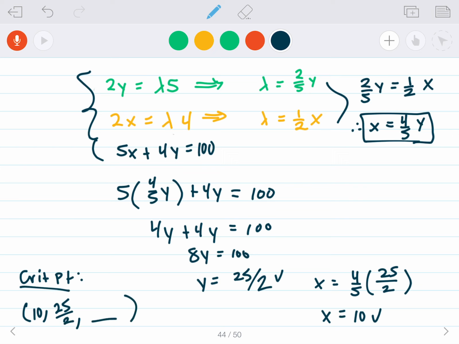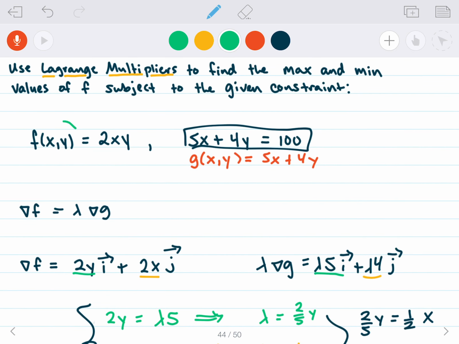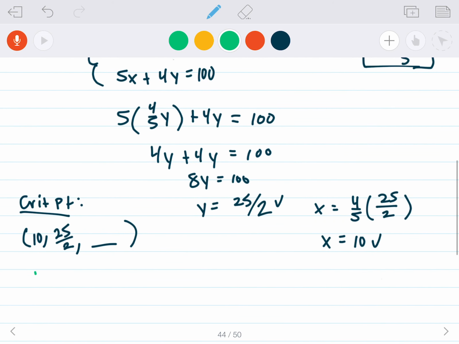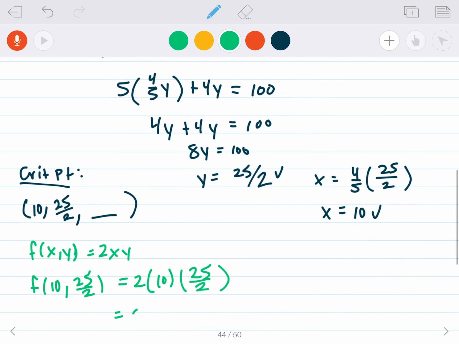So z is going to come from my original surface, which was this guy. F of xy equals 2xy. Okay, so I'm plugging in 10 for x and 25 halves for y. So I get 2 times 10 times 25 halves. And that's 250.